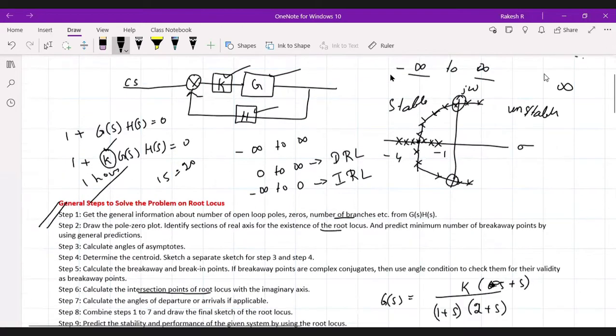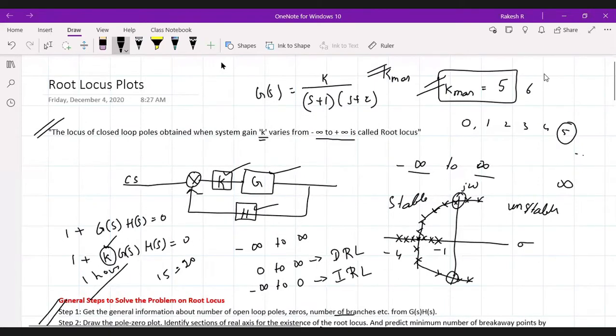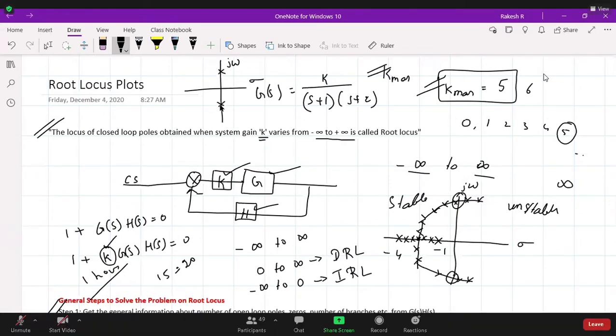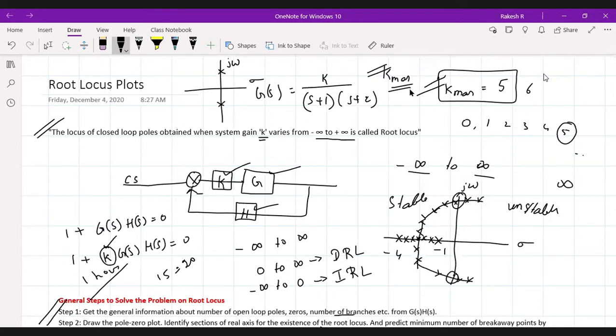That means when we find out the marginal value of k, what does this indicate? In the s plane, if this is j omega and this is sigma, the imaginary axis and the real axis, the roots will be lying on the imaginary axis itself. That value of k is called k marginal. If the value of k is increased, the roots will move towards the unstable part. If the value of k is decreased, the roots will be in the stable part. It again depends on the given characteristic equation.